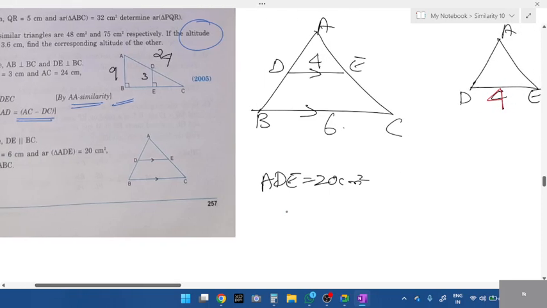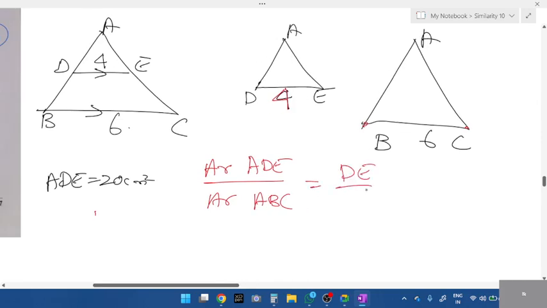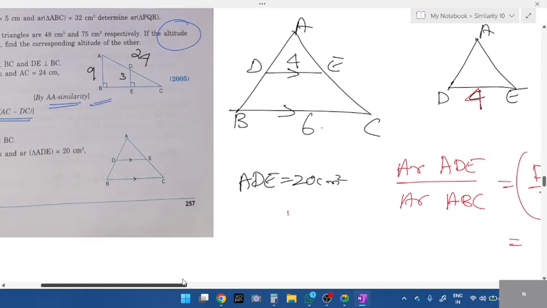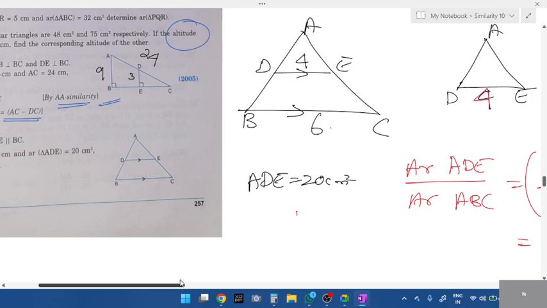What is given? Area ADE. Tell me the formula, students. Take the smaller triangle first. Area ADE divided by area ABC is equal to, what are the two sides given? DE divided by BC, and for area you have to square it. 4 divided by 6 the whole square. What do we get? No, no, I missed out one. What is ADE given? Area of ADE is 20.